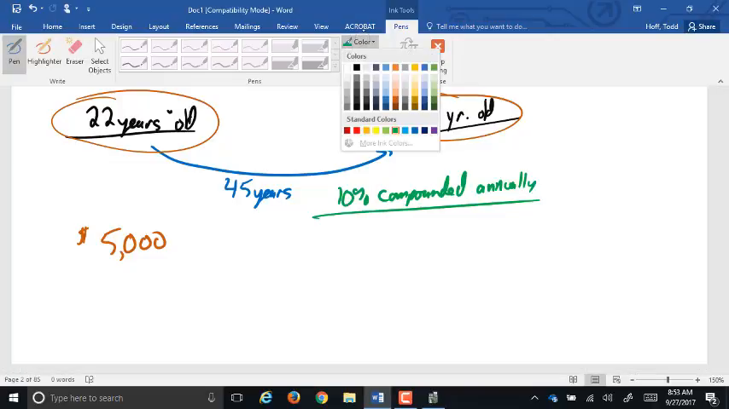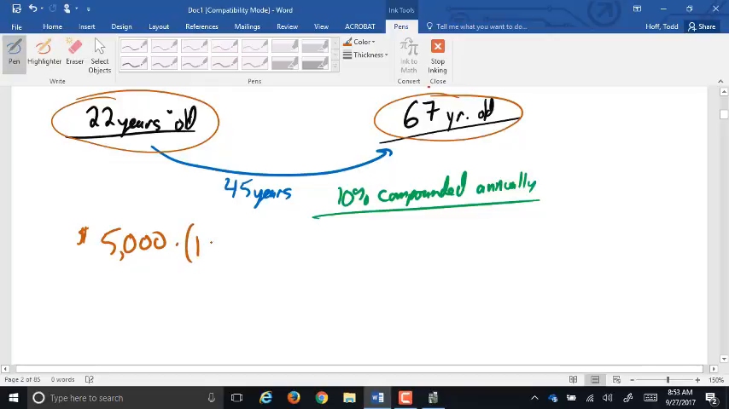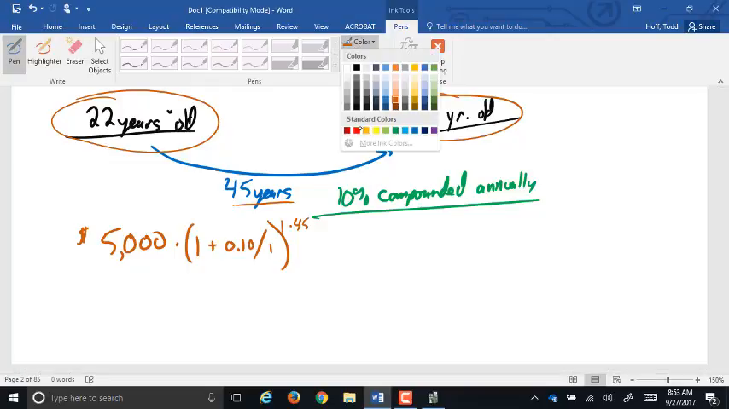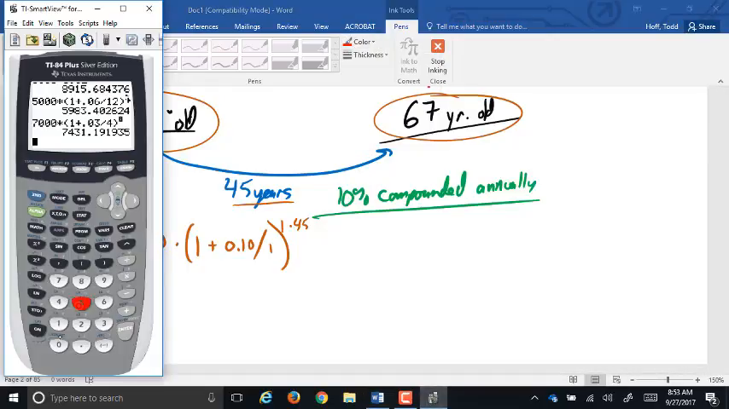So once a year, exactly. So when we write this out now, it's 5,000 times 1 plus 0.10 divided by 1, to the power of 1 times 45 years, so that's just going to be 45. So when we calculate this out, 5,000 times 1 plus 0.1 divided by 1 to the power of 45. Anybody want to take a guess? 364 or 452?